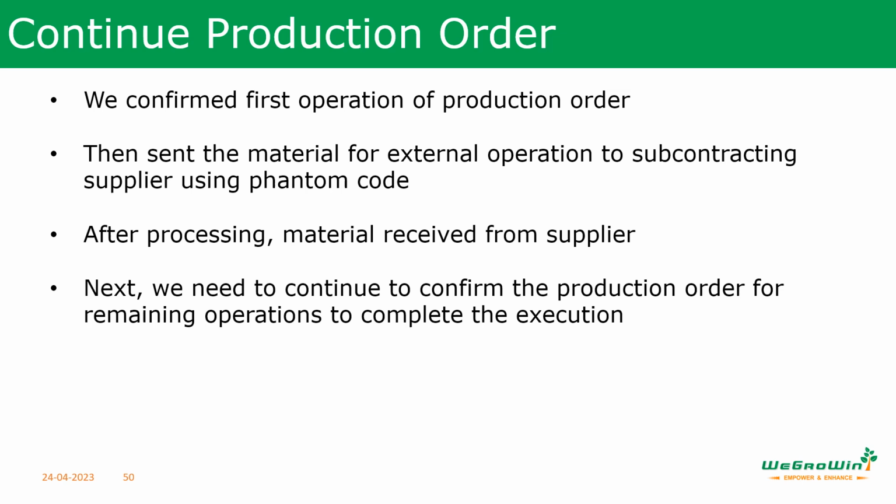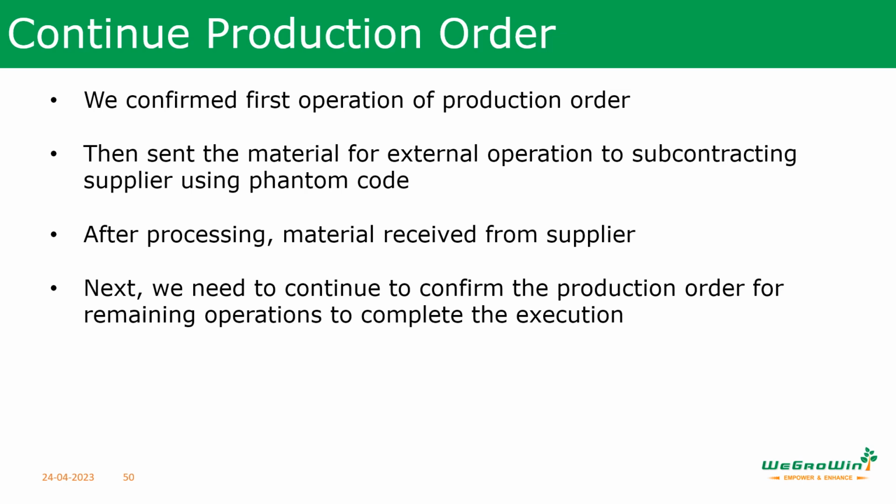What did we do so far? We confirmed the first operation of the production order, sent the metal out for external operation, and the supplier processed it. We received the material back, and then we confirmed that particular production order, and then we continue the further operations accordingly. So this is one complete cycle for a production order with internal and external operations, and how to execute the external operation is also discussed here.